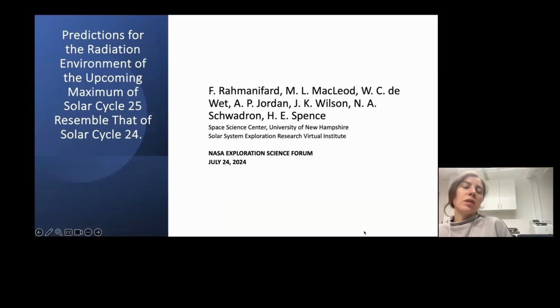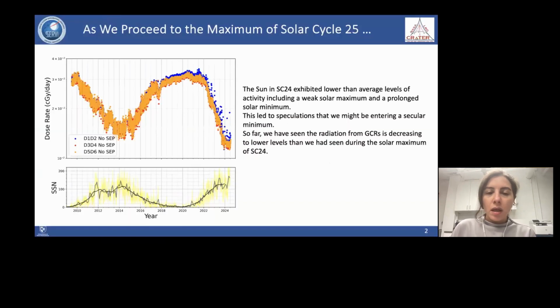My presentation is on the radiation environment of the solar cycle 25 maximum and how that's very similar to the previous solar cycle. Here on the first slide, you can see the dose rates observed by CRaTER, three pairs of detectors.